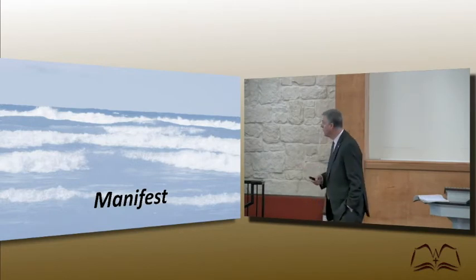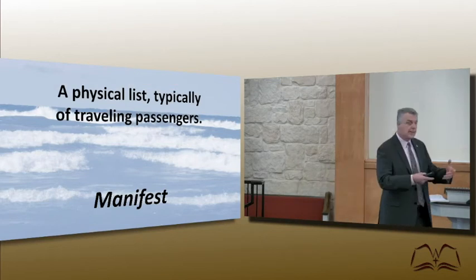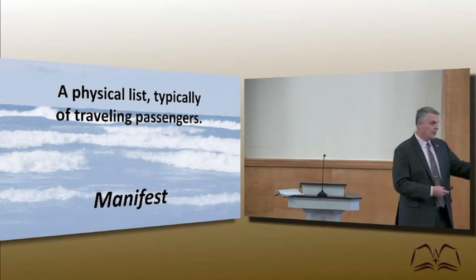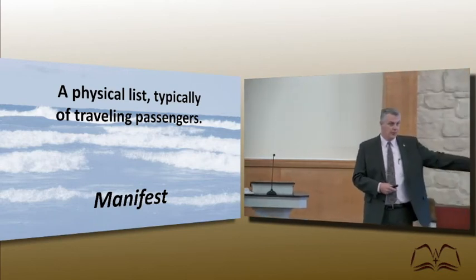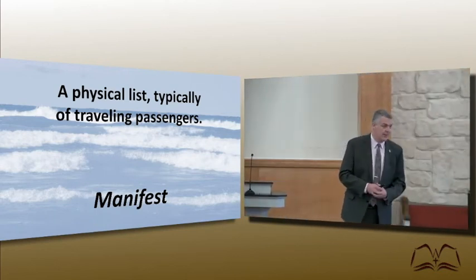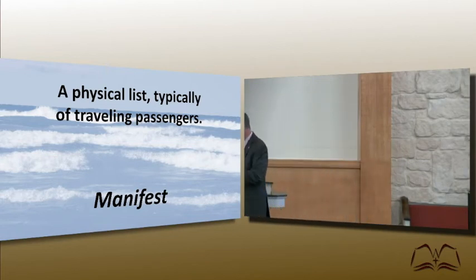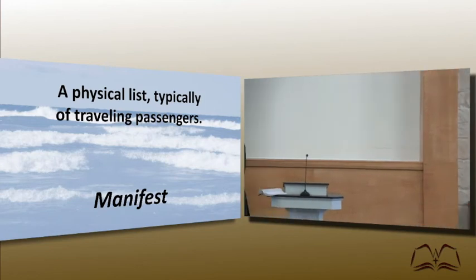It can either be a physical list, typically of traveling passengers, the manifest. And here's someone who does cruises and helps people get set. She knows what a manifest is. You need to know who's on the list. Oh, I might have a head count, but the manifest is the physical list and it tells me exactly who's there.